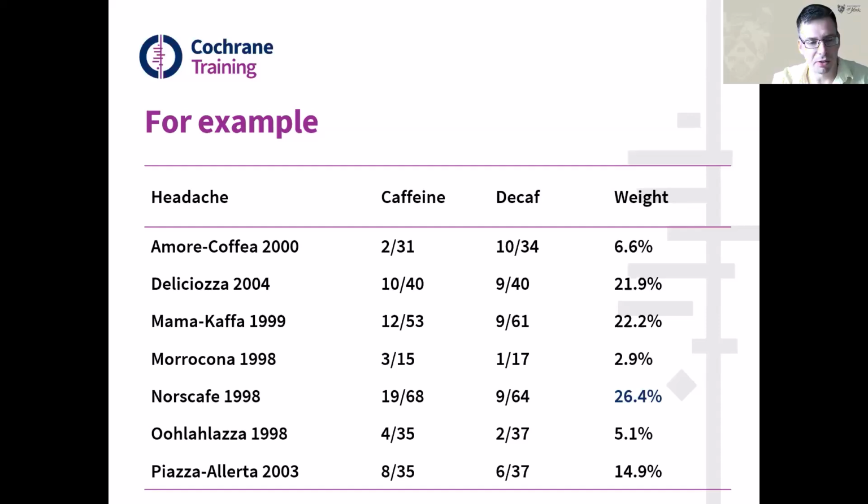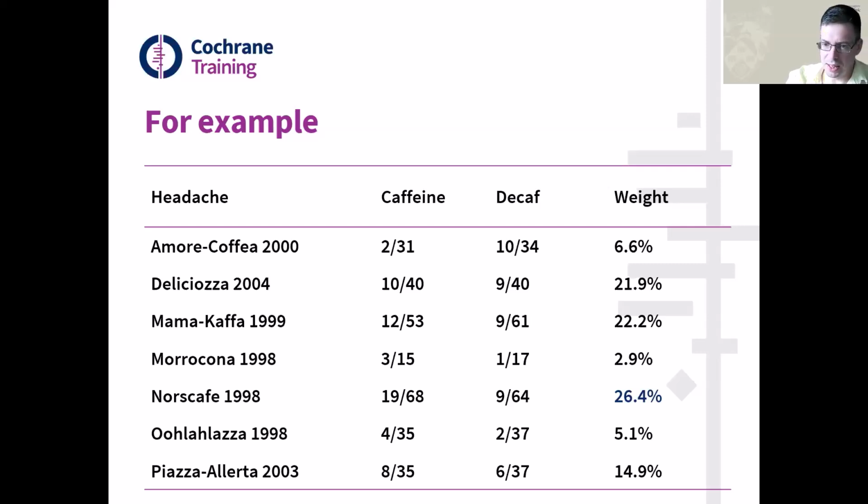So it's not surprising that it should get the largest weight. In a meta-analysis of yes/no outcomes like headache, dichotomous outcomes, the number of events is also important in the weight. So we can see, for example, that the Mama-Kappa study, the 3rd one down, gets just over 22% of the weight. And the Delicosa trial gets almost the same weight, just under 22%. So they have very similar weights. Although the Delicosa trial is slightly smaller, they have fairly similar numbers of events, 10 and 9 and 12 and 9. So they're similar in size, they have a similar number of events, so they get about the same weight.